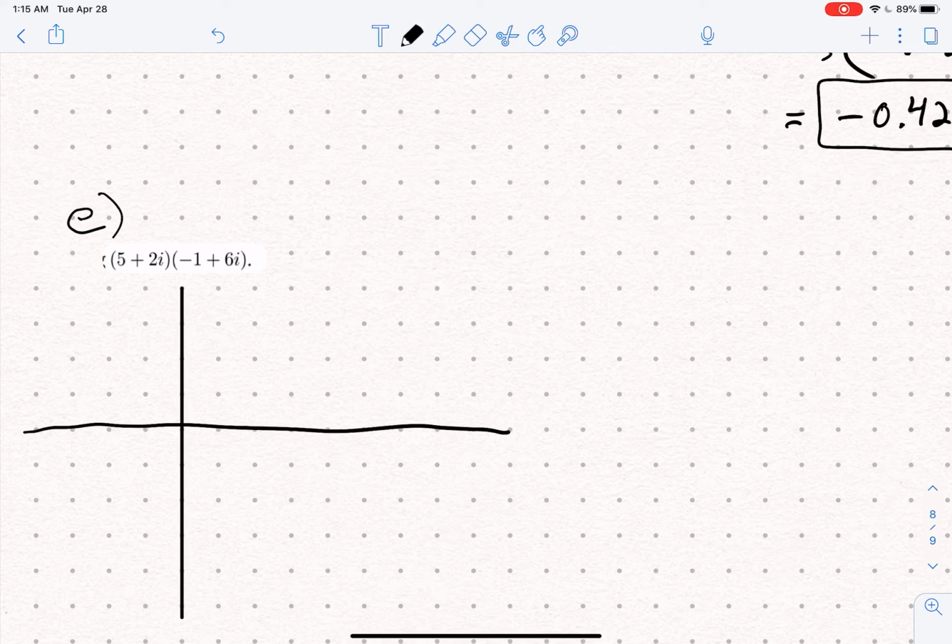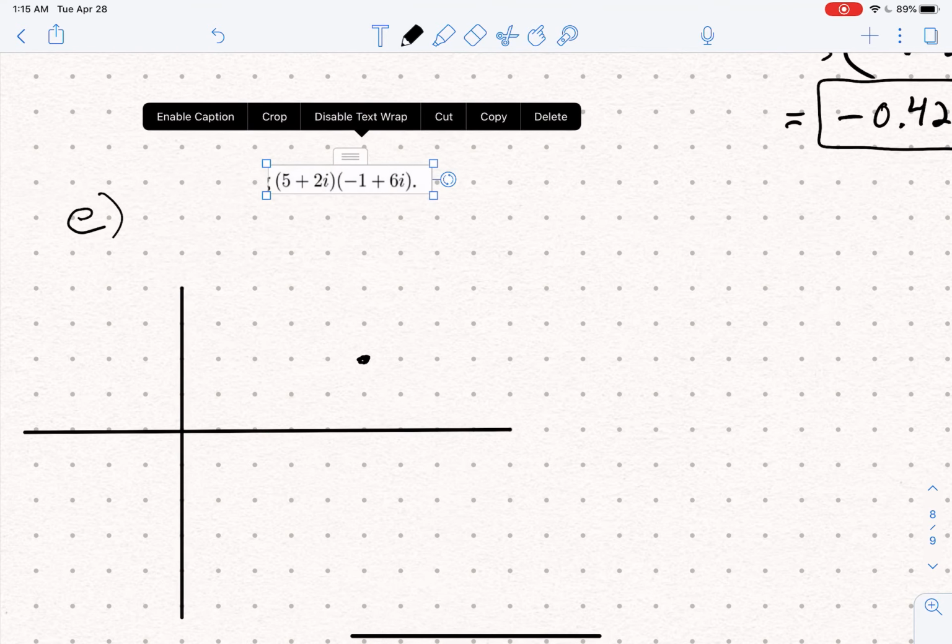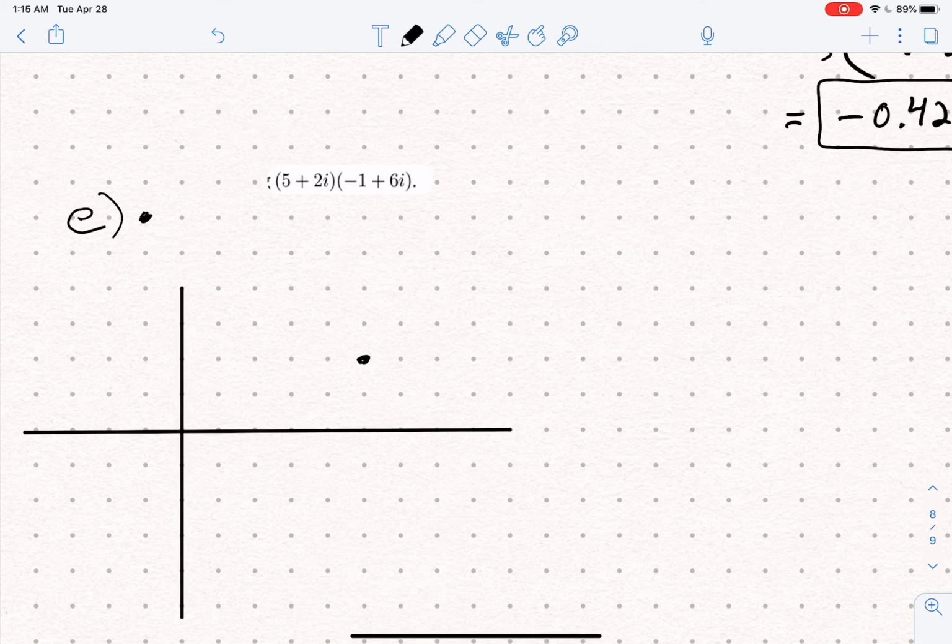If we draw the complex plane and plot these 2 points, 5 plus 2i: 1, 2, 3, 4, 5, plus 2i, that's this point right here. And then minus 1 plus 6i: minus 1, and then 1, 2, 3, 4, 5, 6. That's right here. Okay, these are our 2 complex numbers. And when we multiply them, it's not totally clear what we're going to get.